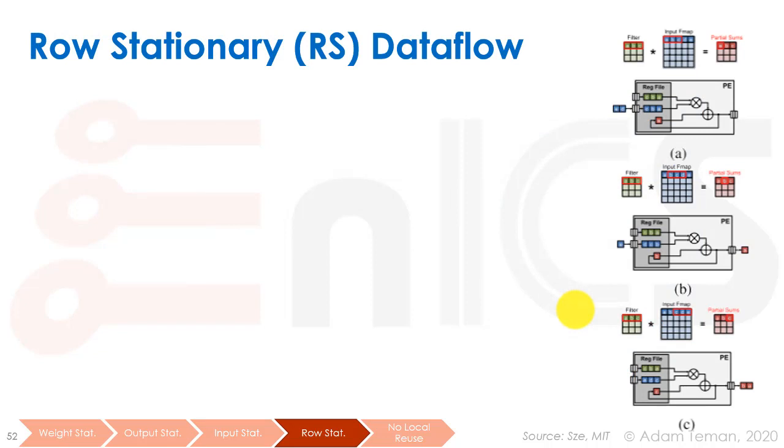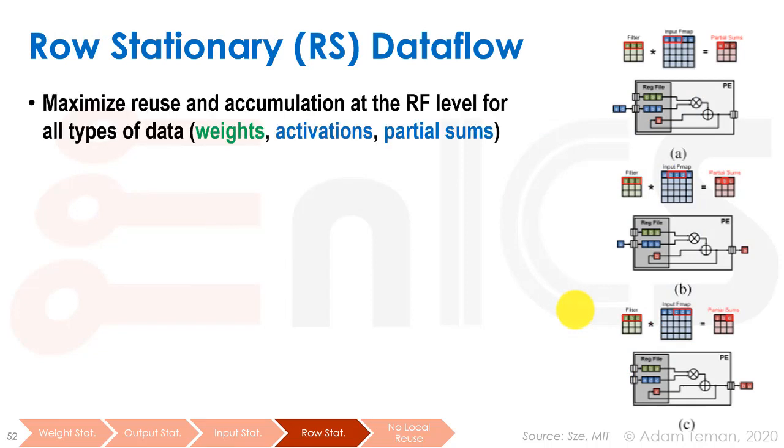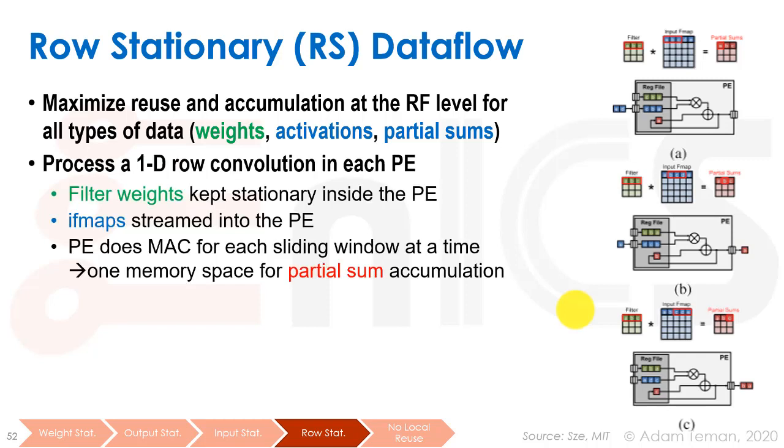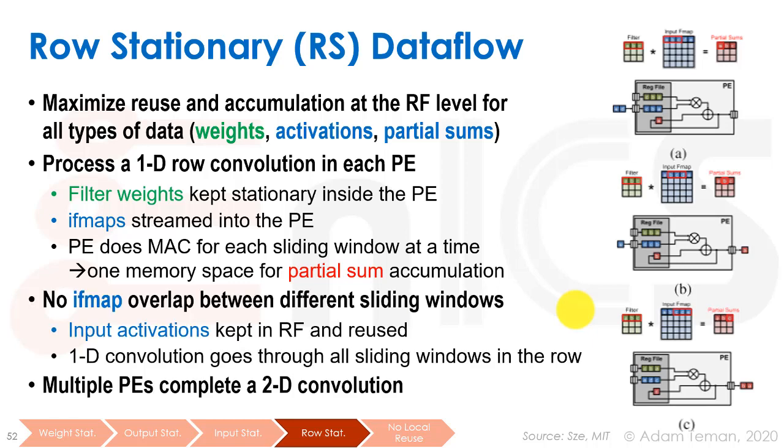But then there's the row stationary dataflow, which is kind of an innovative way of doing it, which tries to maximize the reuse and accumulation at the register file level for all the types: weights, activations, and partial sums. The way it does it is by processing a 1D row convolution in each processing element. It keeps the filter weight stationary inside the PE, it streams the feature maps into the PE, and it does a MAC for each sliding window at a time, with one memory space for partial sum accumulation.